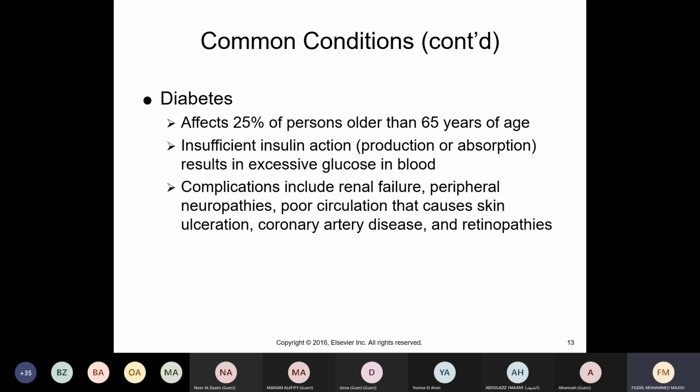If you're not able to manage your diabetes properly, that could lead to kidney failure, circulatory problems, and ulcers forming in the skin. It can lead to nerve damage, vascular diseases and disorders, coronary artery disease being one of them. It can also lead to vision changes and eye disease.